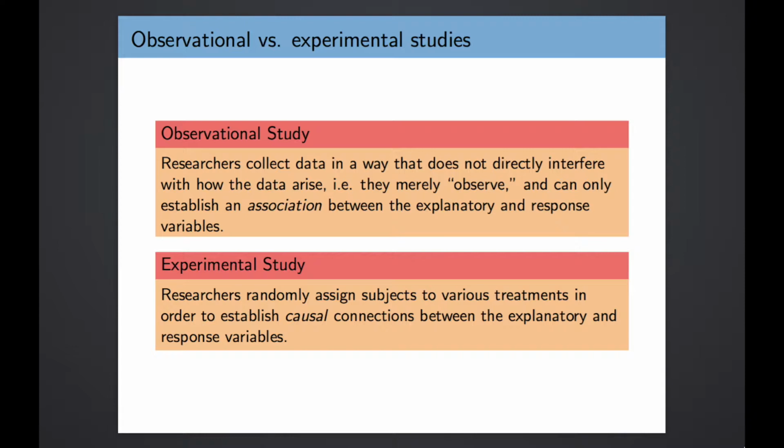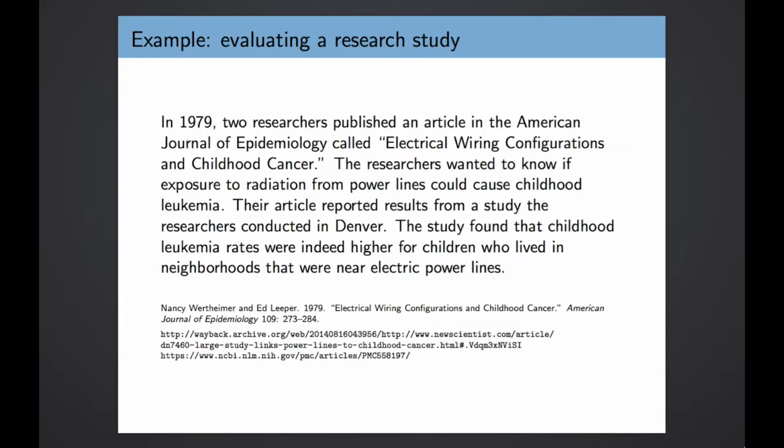If this doesn't quite make sense, don't worry. We're going to talk a lot about observational and experimental studies throughout this lecture and give lots of different examples. Let's start with the first example now, evaluating this particular research study. In 1979, researchers published an article called Electrical Wiring Configurations and Childhood Cancer. In this study, the researchers wanted to know if being exposed to radiation from electrical power lines was causing cancer, and specifically if it was causing childhood leukemia.